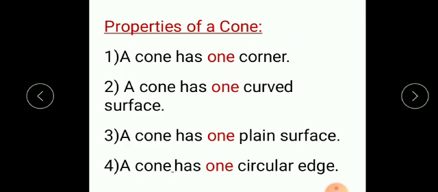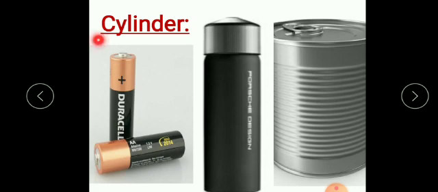Now, the next geometrical shape is cylinder. Now see this figure. What is this? It is sail. Then this is water bottle and it is tin can. So all these are the examples of cylinder. Such figures are called as cylinder. The figure which has a circular base is called as cylinder. Okay, now let's see the properties of cylinder.